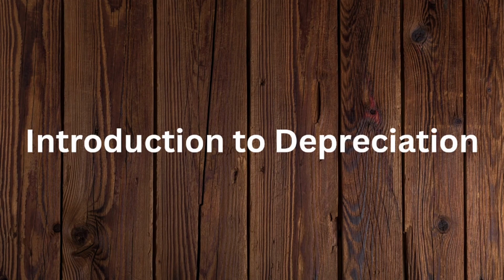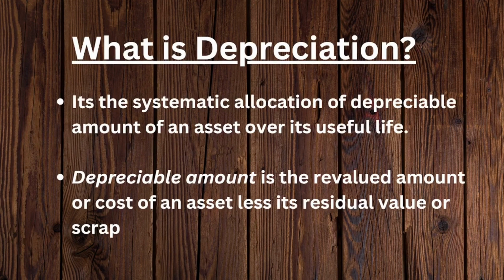In today's video, we'll be talking about depreciation. And let's take note, depreciation is governed by IAS 16, which is property, plant, and equipment. So we'll move on to the definition of what depreciation is. Depreciation is defined as the systematic allocation of the depreciable amount of an asset over its useful life. The depreciable amount is the revalued amount or cost of an asset less its residual value or scrap.